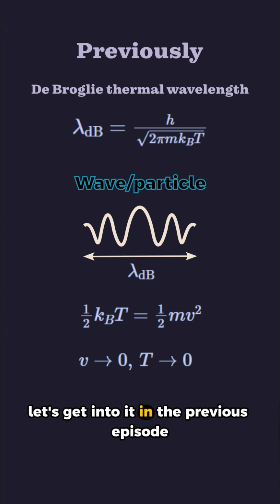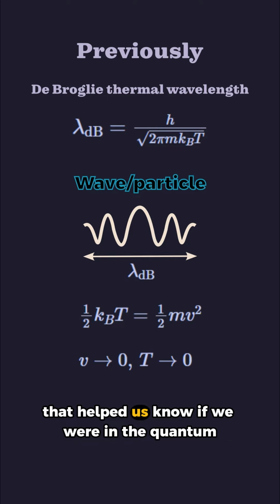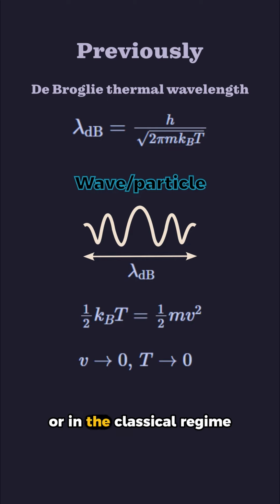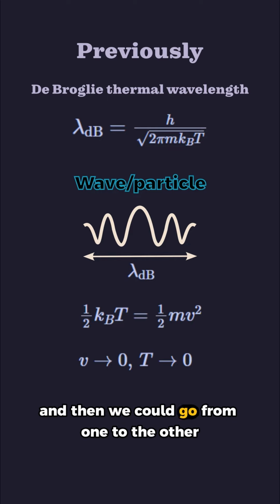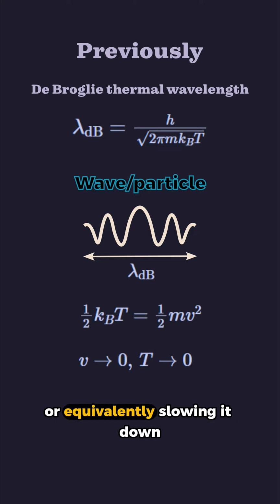Let's get into it. In the previous episode, we learned that the de Broglie wavelength was the parameter that helped us know if we were in the quantum or in the classical regime, and then we could go from one to the other by decreasing the temperature of the atom or equivalently slowing it down.